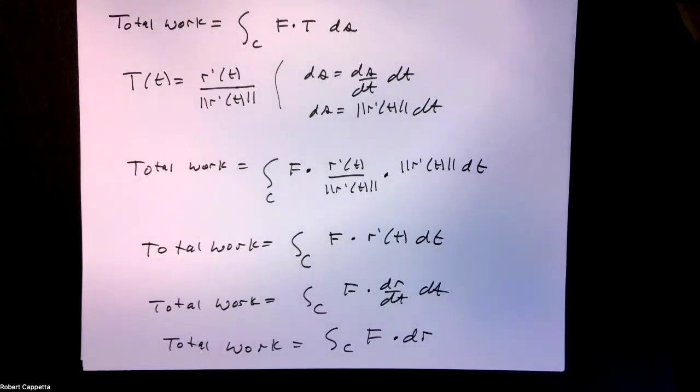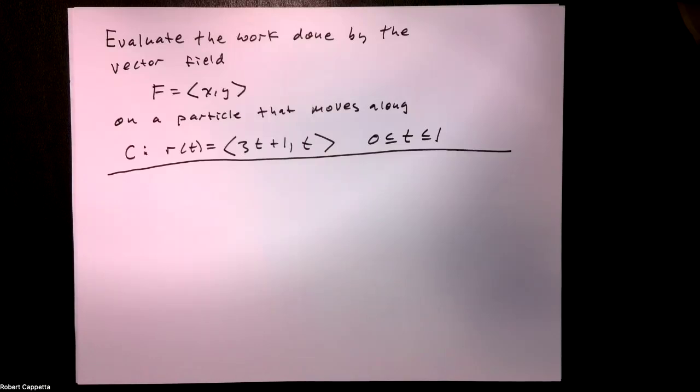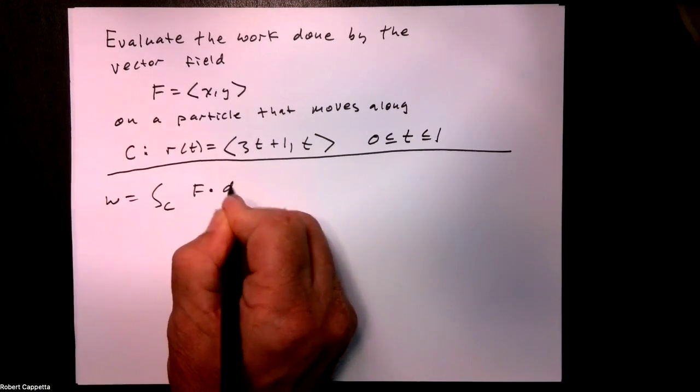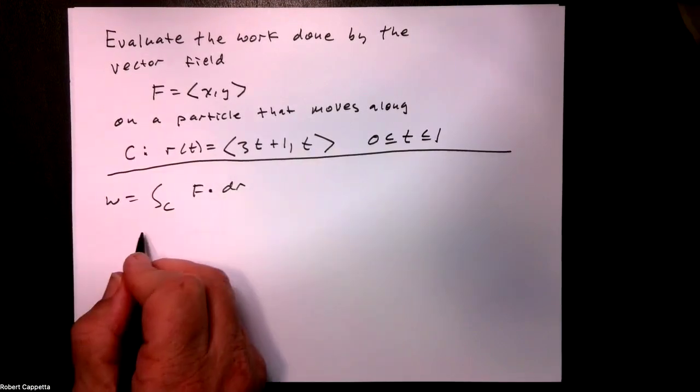So a lot of geometry going on there to convince ourselves that's how we determine the total work done by a vector field over a curve C. That's the line integral we want to evaluate. So let's take a look at a quick example. So here's our question. We want to evaluate the total work done by the vector field F(x, y) = (x, y) on a particle that moves along the curve C, defined by r(t) = (3t + 1, t). So indeed, that is a line this time. So the work is the integral over C of F dot dr. So how are we going to do this?